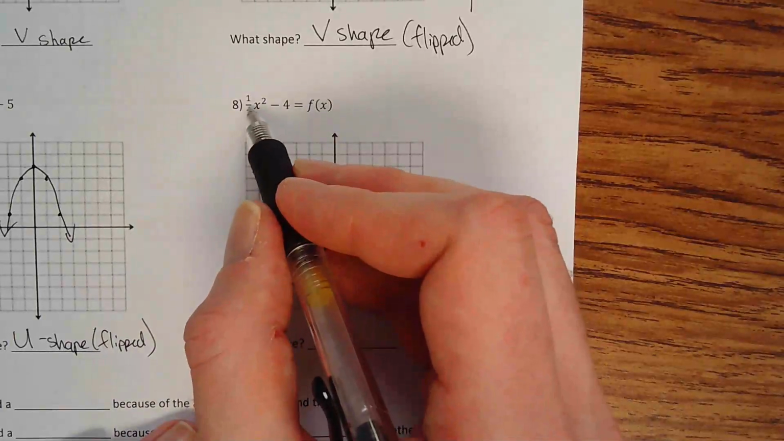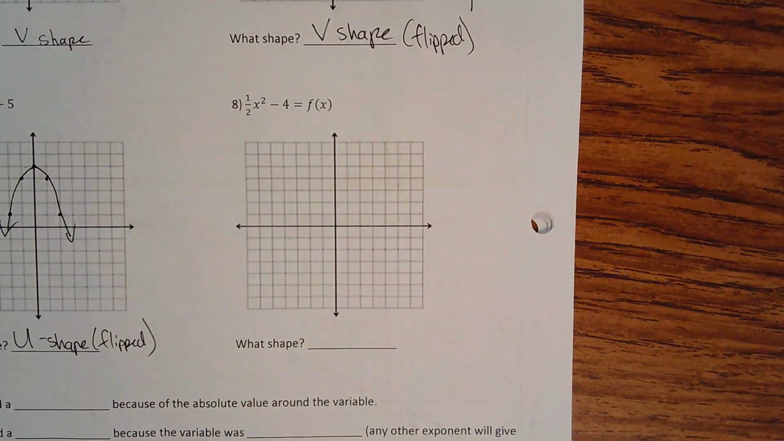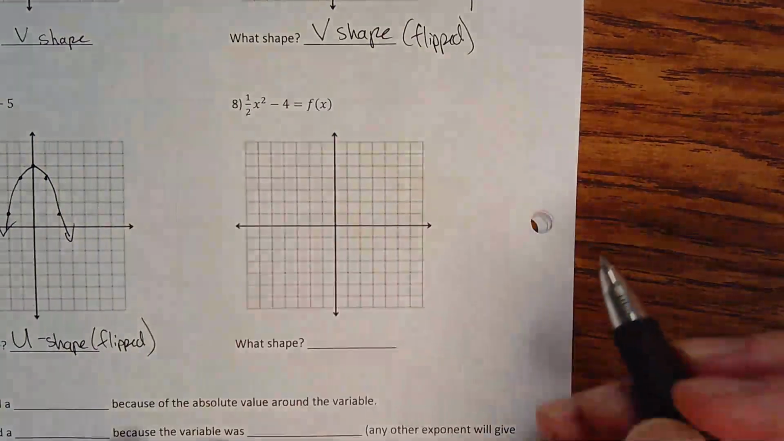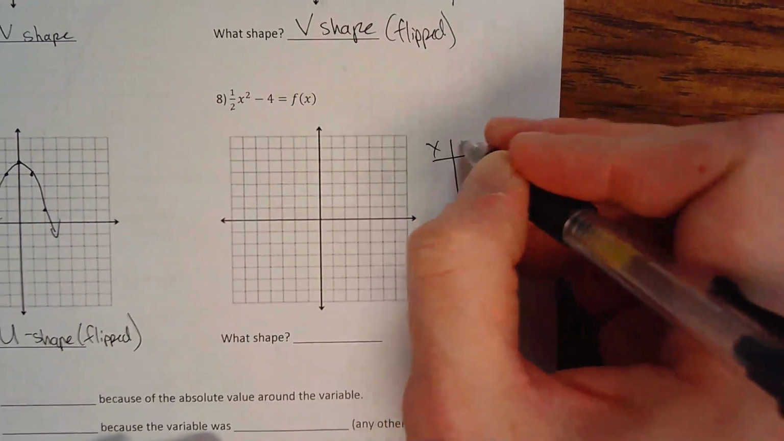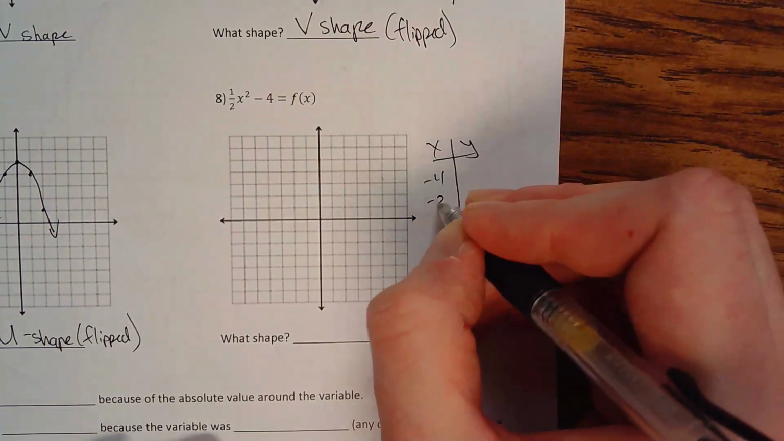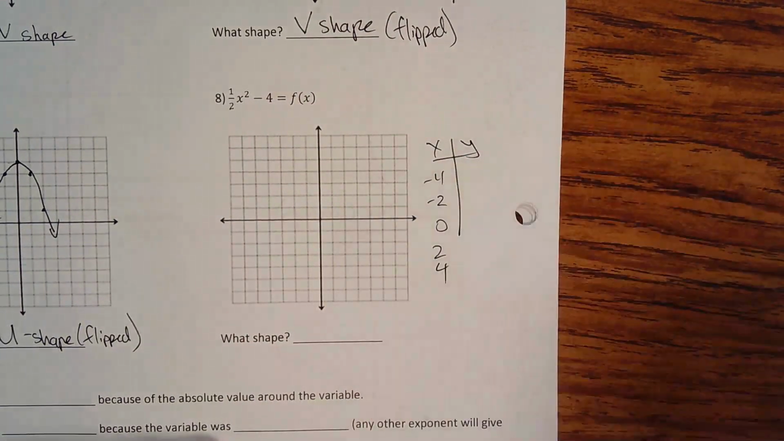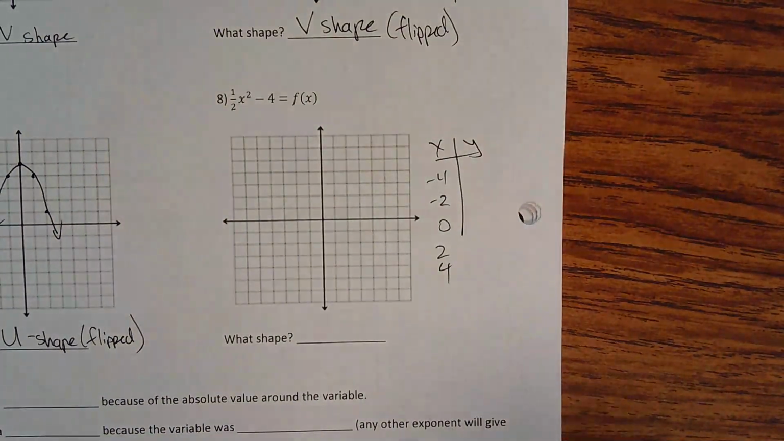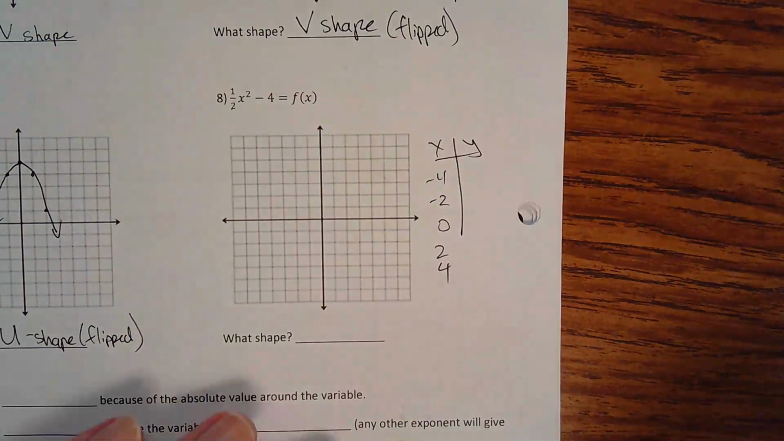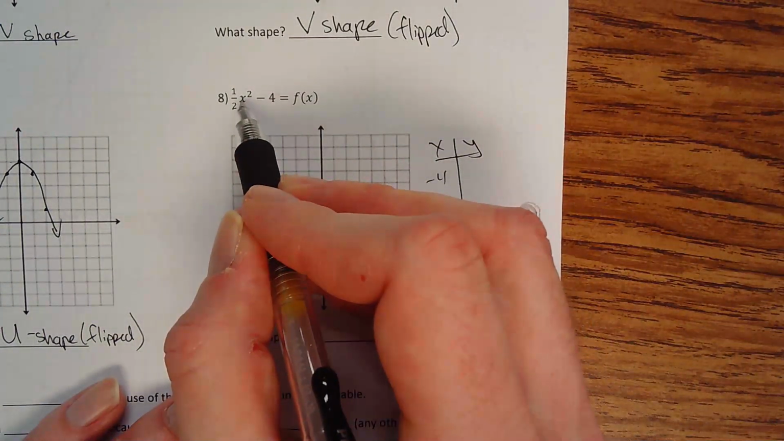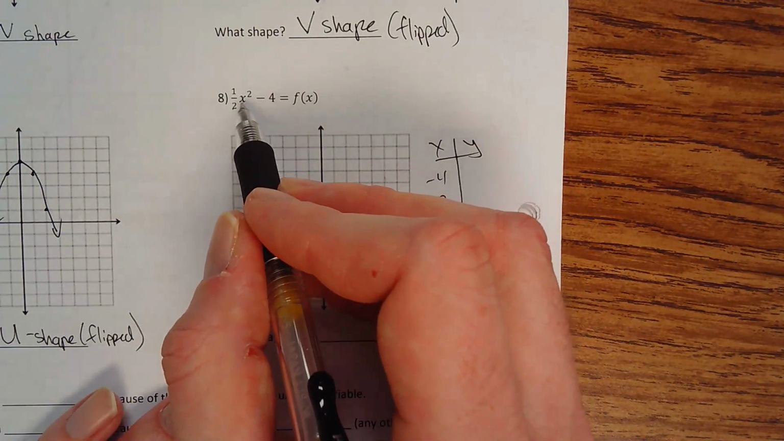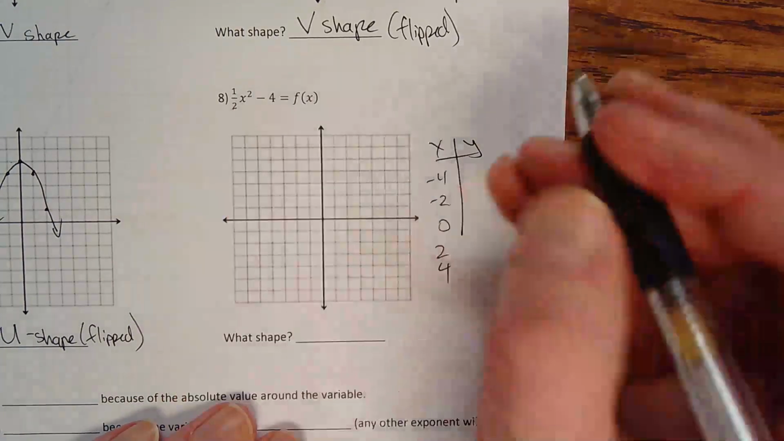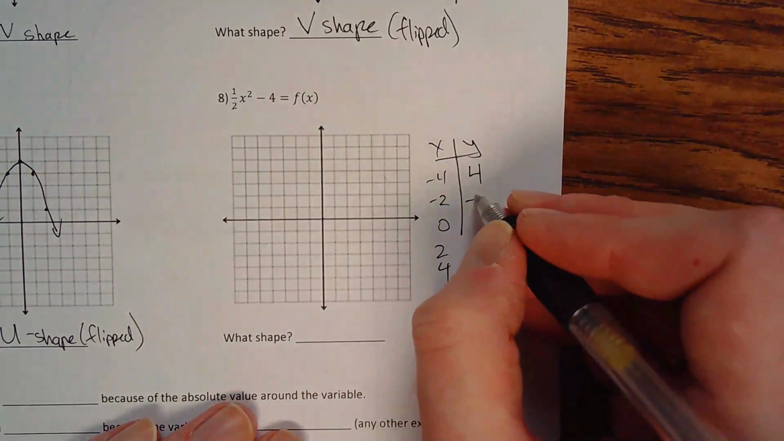Again, since I have a 1/2 in here, even numbers are going to be a lot easier. If I square odd numbers, I get odd numbers. If I square even numbers, I get even numbers. So I want even numbers to take half of. So this one would probably be best to do -4, -2, 0, 2, and 4 instead of doing -2, -1, because we want to avoid those odd numbers. So -4 squared, that's the same thing as -4 times -4, which is 16. Half of that is 8. 8 minus 4 would be 4.